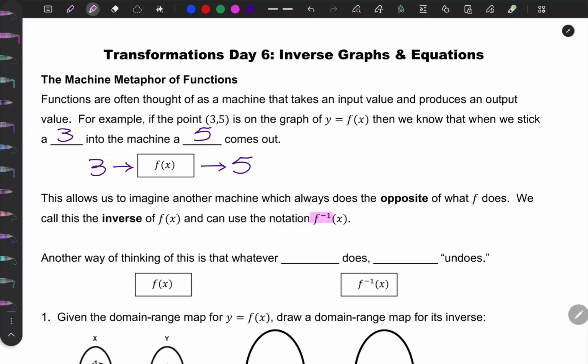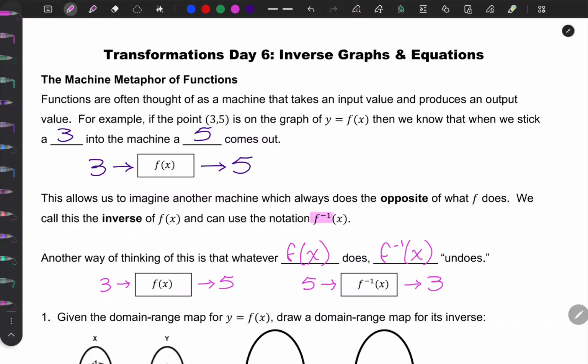Notice this is an f with a little -1 after it. It is not actually an exponent. It's just notation used to indicate an inverse. We read it as f inverse. Another way of thinking of this is whatever the function f does, f inverse will undo that. So for example, if we take a 3 and input it into f, we get a 5. If we want to undo that, we start with a 5, we put it into f inverse, and the output is a 3. So it essentially undoes the function.